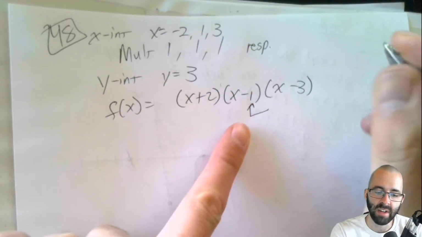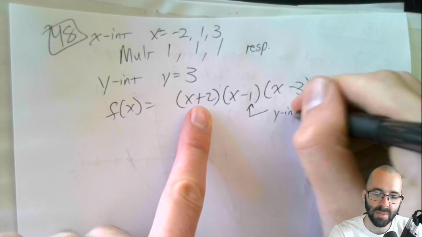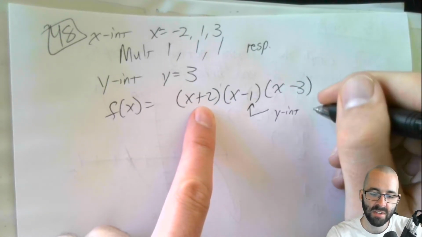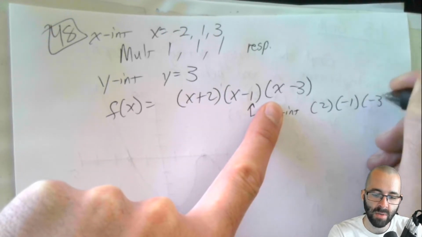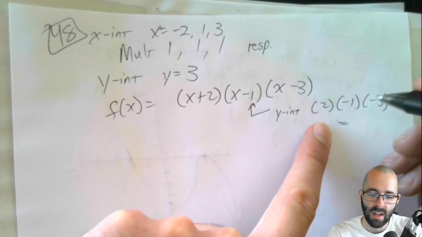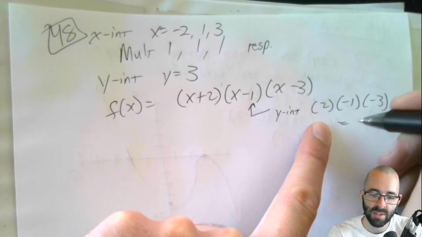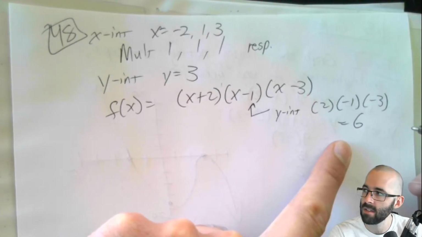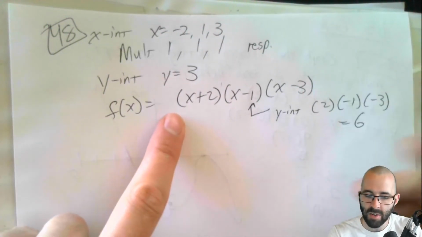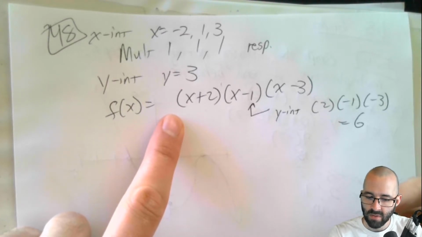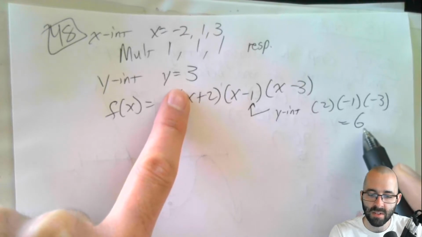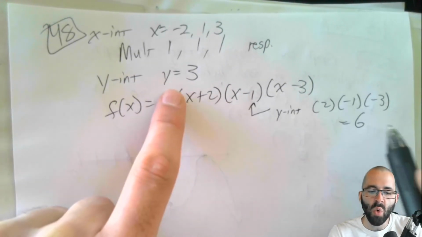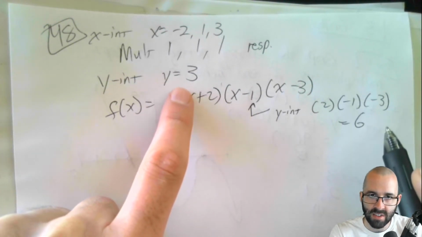So as we've written it right now, the y-intercept is going to be 0 plus 2, 0 minus 1, 0 minus 3. As we've written it, the y-intercept is negative 2 times negative 3, which is positive 6. Our answer is not right. It's a good start, but it's not right. We have the right x-intercepts, but we have the wrong y-intercept. Our y-intercept is twice as big as it should be.